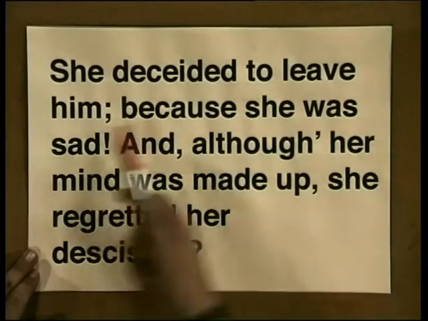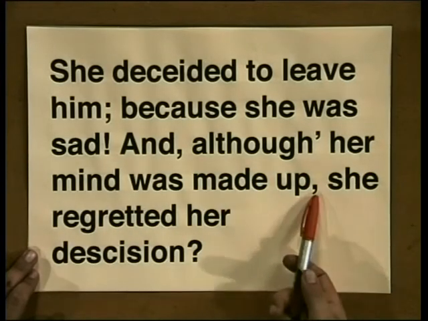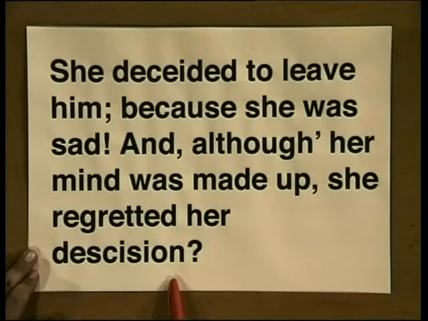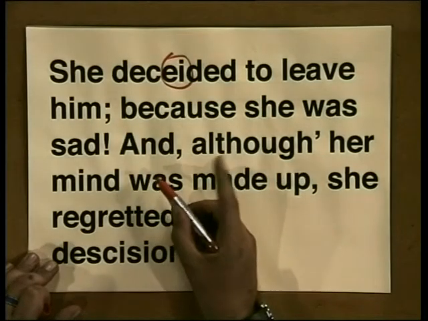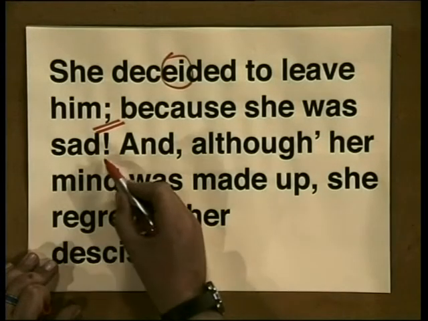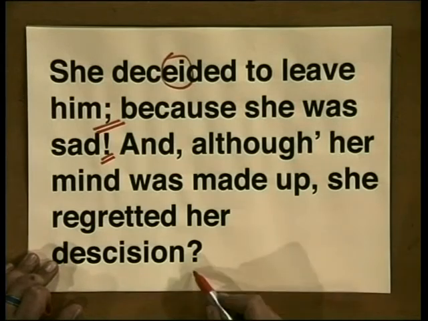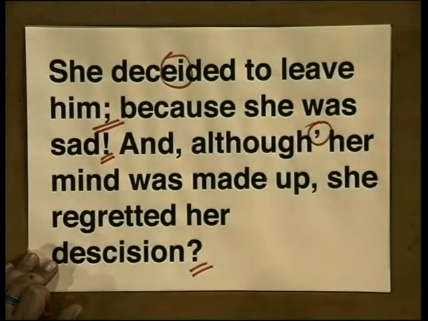Let's have a look. "She decided to leave him because she was sad, and although her mind was made up, she regretted her decision." I hope you saw that early spelling error. Have a look. Decided is spelled incorrectly here. Now look at the semicolon after him. Certainly that punctuation symbol is used incorrectly. We also question this exclamation mark and that question mark. There's a quotation mark after the although, which is definitely unnecessary.